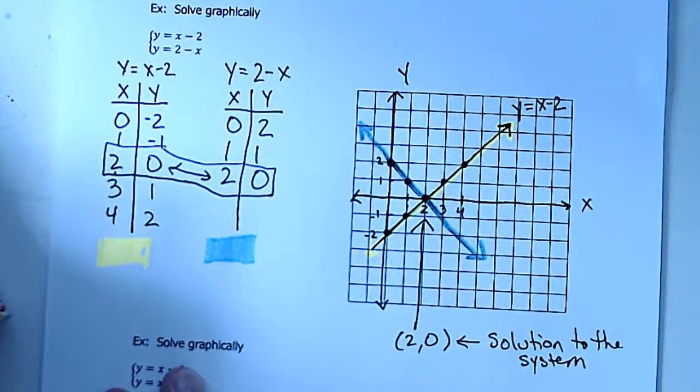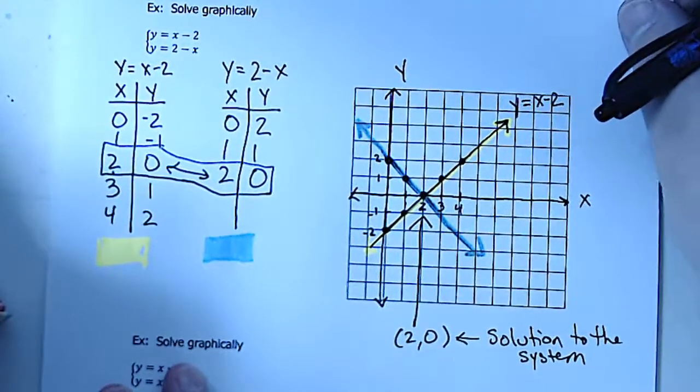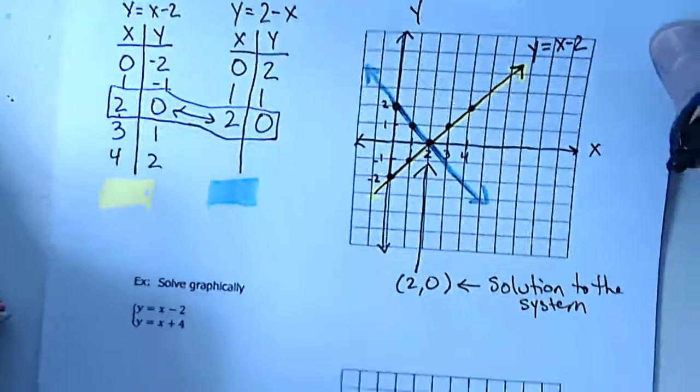But if your answer actually is something like 1.89536, there's no way you could read that off a graph. So later on in the chapter, we will have other methods that will help us get precise answers. So solving graphically, solving by graphing, is going to give us the idea, kind of an estimate. So shall we try another one?